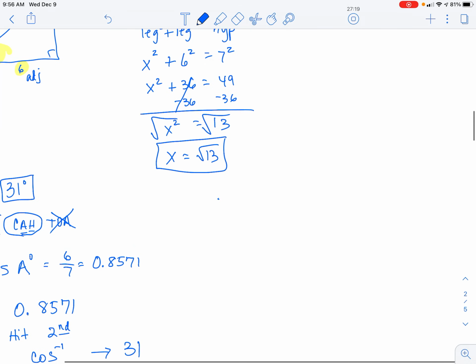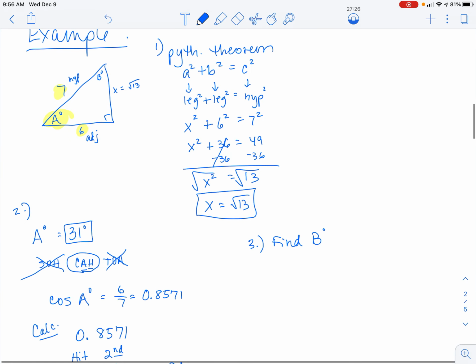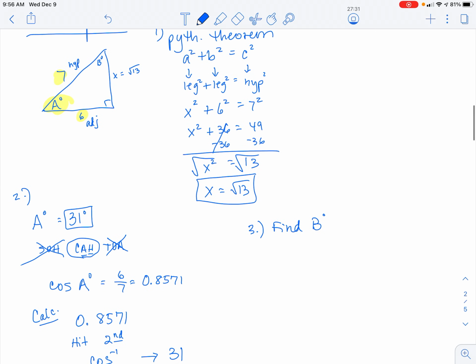Okay, now we have to find angle B. So an angle B, now this makes it kind of easy. What did I say angle A was? 31? Yay, let's make this easy. So now I know 31 and 90 is 121. Remember, the sum of the angles in that triangle have to total 180. So 180 minus 121 is 59 degrees. So angle B is 59 degrees. Okay, and that's how you figure this out.